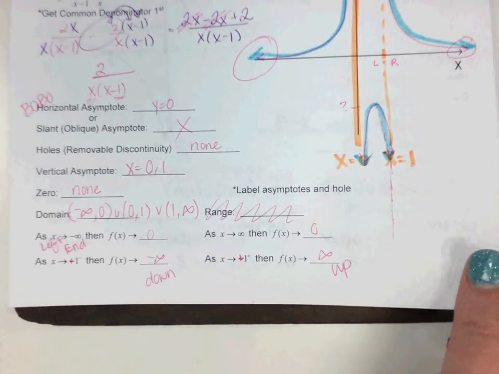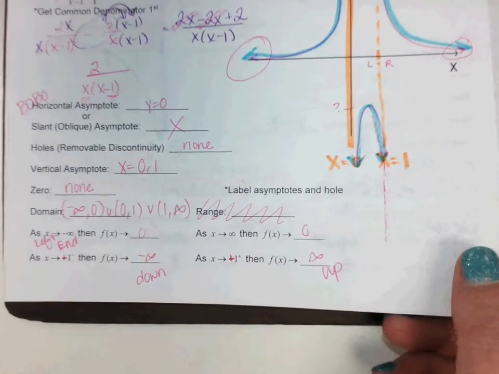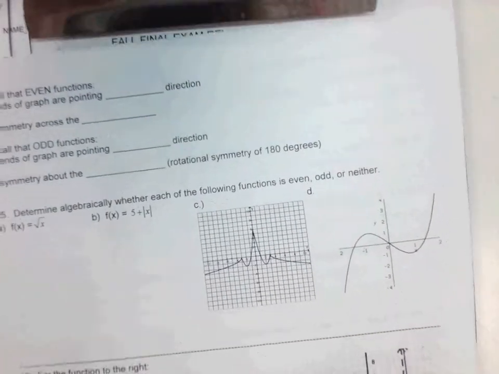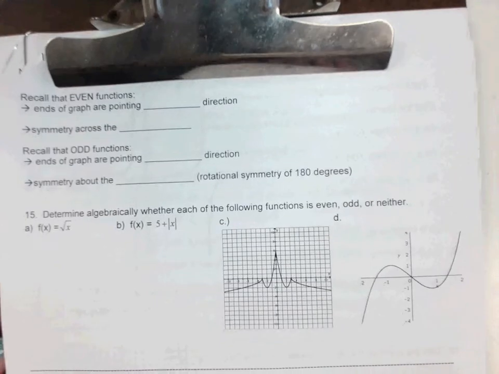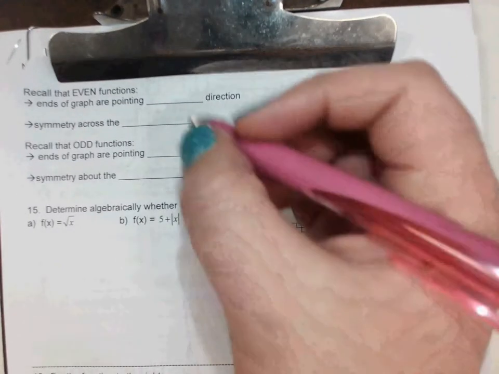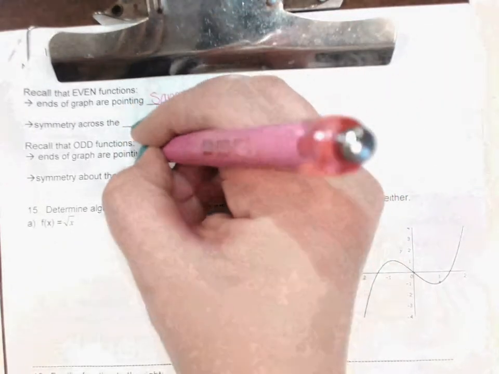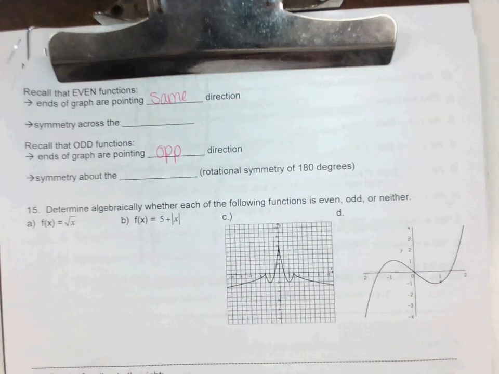All right, turn the page. 1 page left. We can do it. Okay, even functions. They should be pointing same or opposite direction on the ends. Same. Even or same direction. What are odds? Opposite directions.